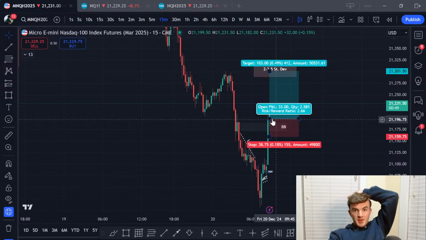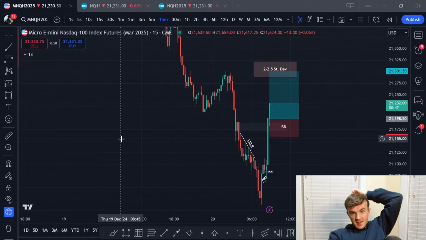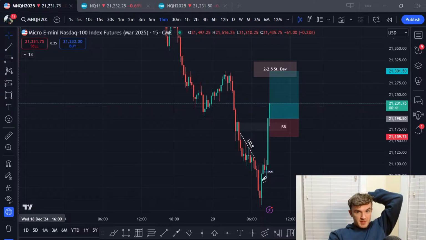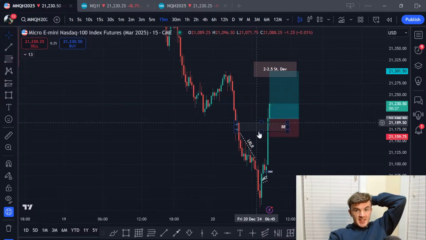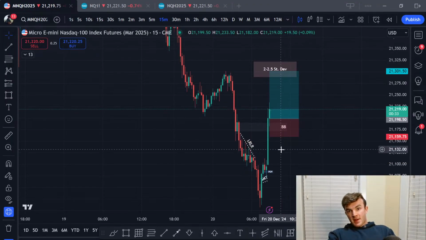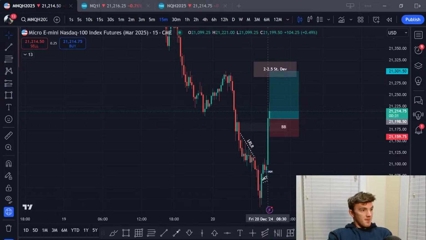You could have even moved your stop to break even by now, which would have been pretty nice. So that trade would have been risk free. Next time I see something like this, I might take it. Because low key, it's probably worth the risk. But I'm just not familiar with taking trades like that, so I'm not sure.